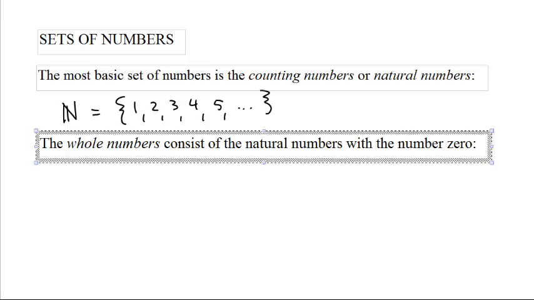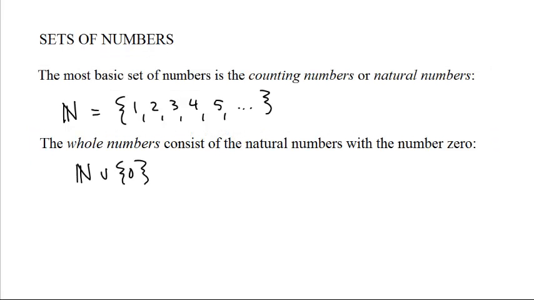The whole numbers consist of all the natural numbers along with the number 0. So you have the natural numbers united with just the number 0, and that consists of 0, 1, 2, 3, 4. There isn't a fancy letter for it. I don't know, a funny W or something. In any case, the whole numbers, very important.